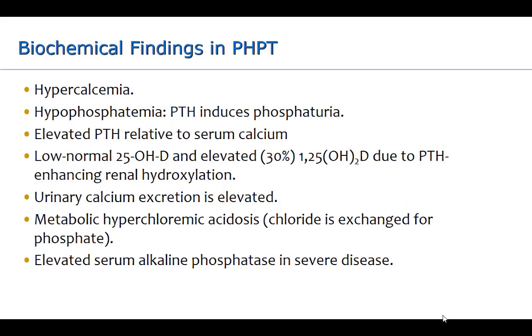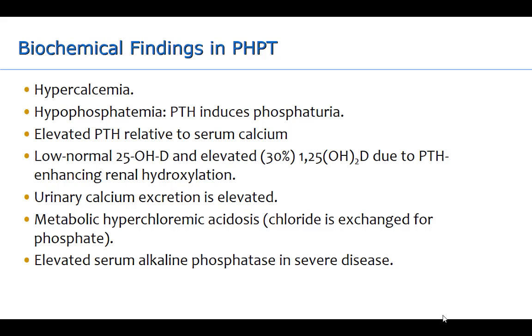Now, if somebody presents with hypercalcemia, and as I told you, the commonest cause is primary hyperparathyroidism, these are the biochemical findings in a patient with PHPT. Of course, you will have hypercalcemia in the blood sample. There will be hypophosphatemia. The reason being, as I told you earlier, PTH causes calcium reabsorption, but phosphate excretion from the kidney. So, there will be hypophosphatemia and there will be elevated PTH levels in the blood. Because it induces this enzyme in the kidney that converts vitamin D into the active form.